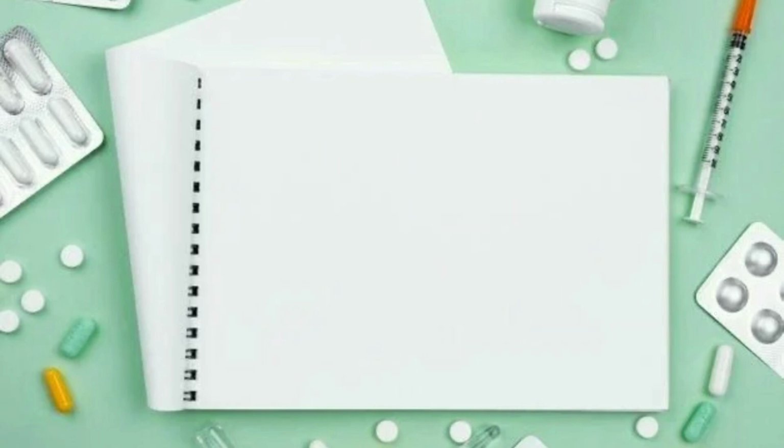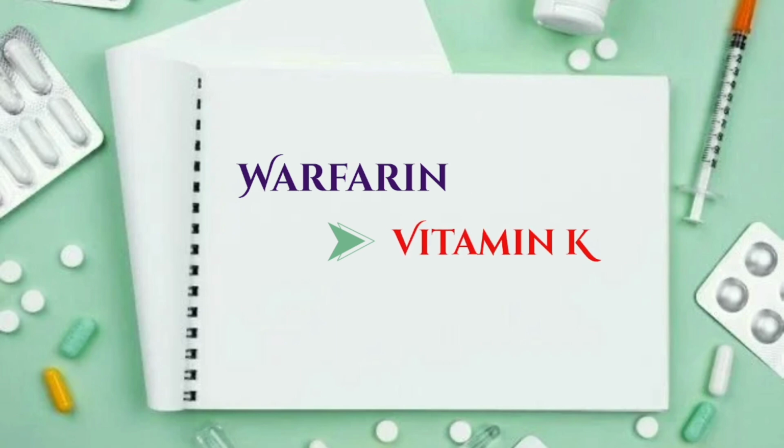Our next drug is warfarin. Warfarin has the same effect as heparin. This is an oral anticoagulant drug, also used to treat and prevent blood clots. And the antidote for warfarin is vitamin K. Vitamin K is the antidote which reverses the effect of warfarin, and vitamin K is administered IV, and the usual dose is 2.5 to 5 mg.